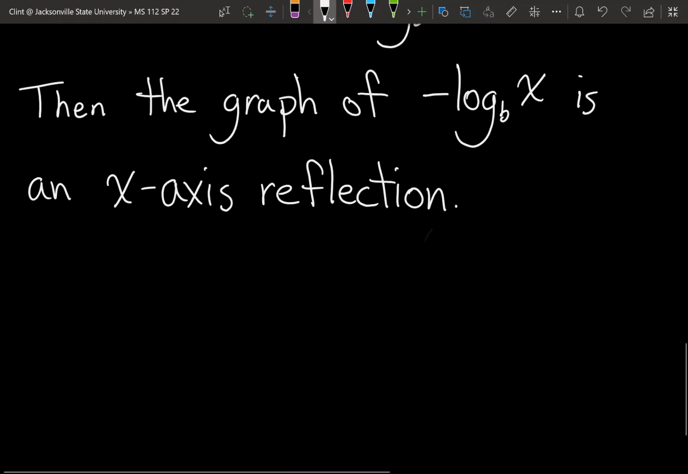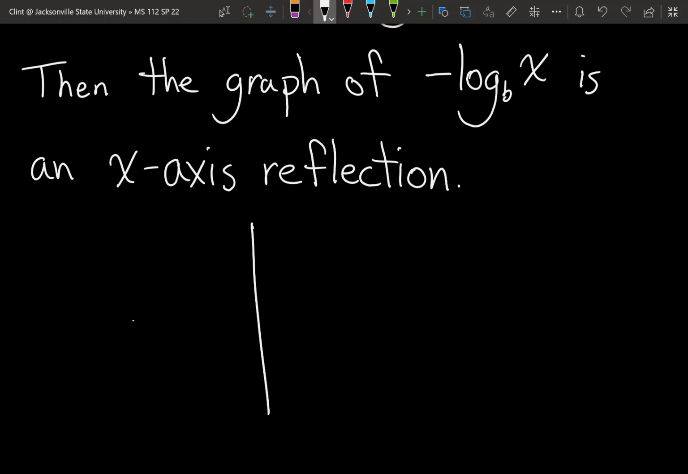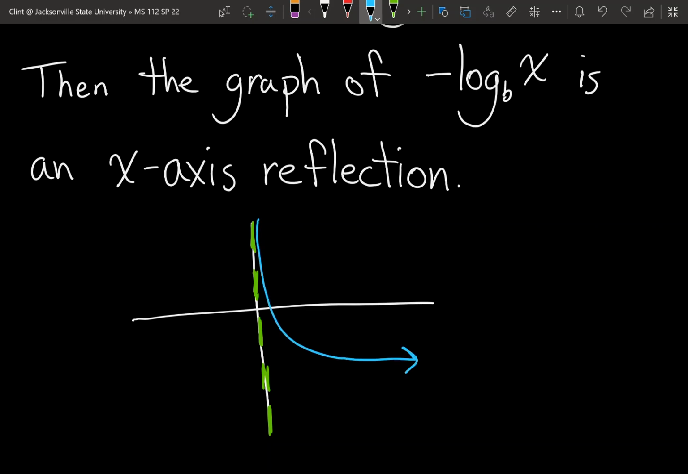So, what's that going to look like? We'll still have a vertical asymptote at the y-axis. Maybe if we switch the top and the bottom, then maybe that's going to look like this. That would be negative log x.